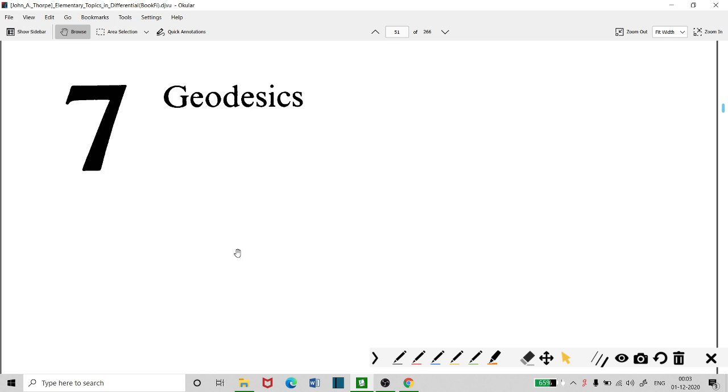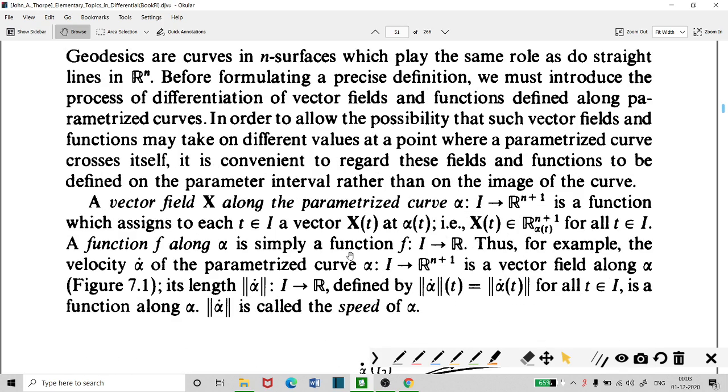Today we discuss chapter 7, geodesics. Before we give the definition of a geodesic, we need a few other definitions: a vector field on a parameterized curve and a function on a parameterized curve.